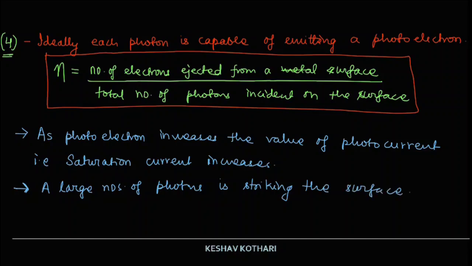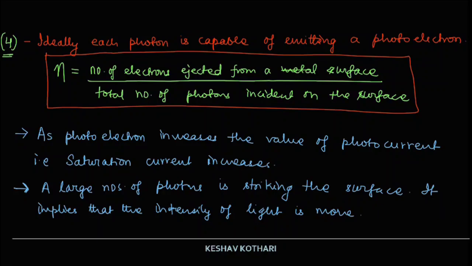So it implies that the intensity of light is more, or the intensity of the electromagnetic wave is more. So it is important for you to understand that we can increase the intensity without increasing the energy of each photon. The energy of each photon remains the same because it is a function of frequency. We say E is equal to h mu.